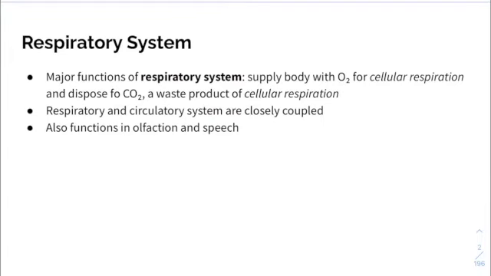But our respiratory system also is what lets us smell. Olfaction is smell. It's also what produces our voice, our speech. So we're going to look at the anatomy of all that tonight.